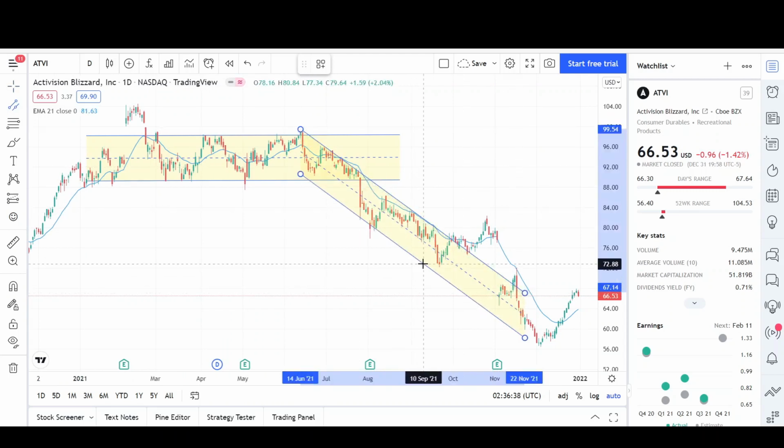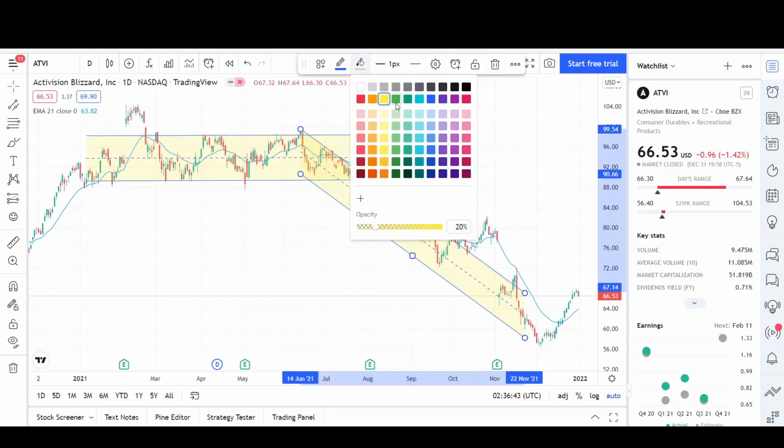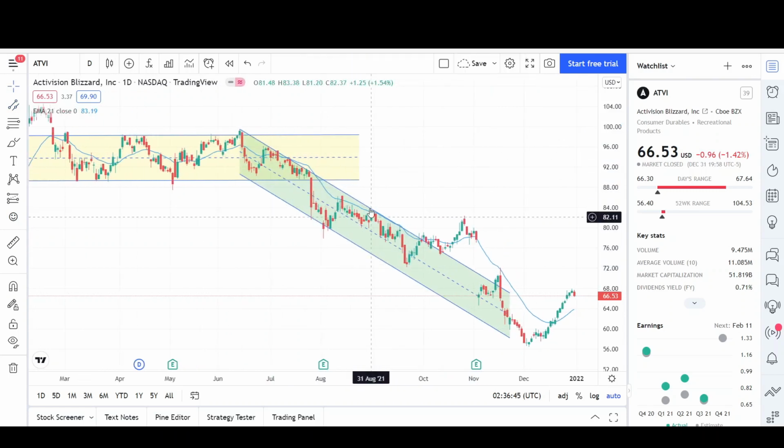You can see that there was this downtrend in play. This channel line was acting as resistance, or whatever you want to call it. A trend line is a channel, but this side of the channel was acting as resistance, but finally we recently had a breakout of the channel.